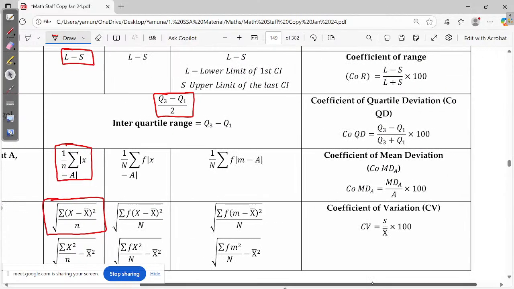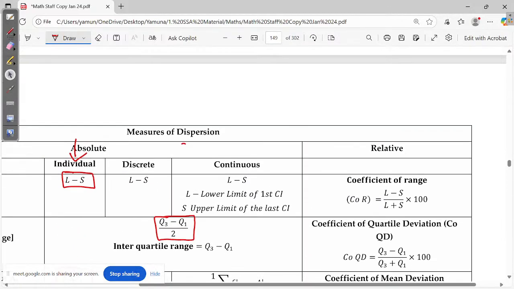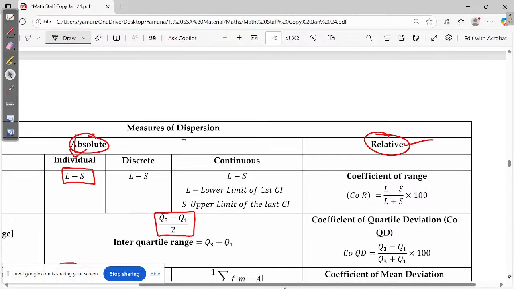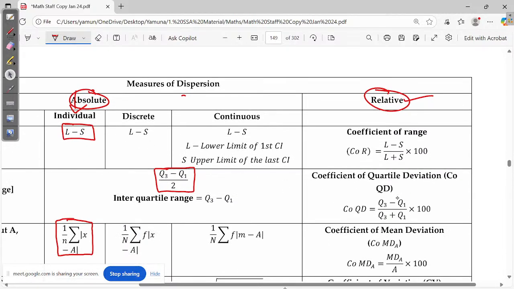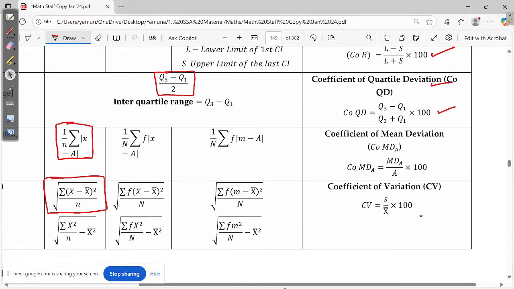And also, you'll find something called relative measure. This is an absolute measure and this is a relative measure. For range, you need not write this formula, I'll discuss that later. For range, we have the coefficient of range, calculated using this formula. For quartile deviation, we have the coefficient of quartile deviation. For mean deviation, we have the coefficient of mean deviation. For standard deviation, we have the coefficient of variation.